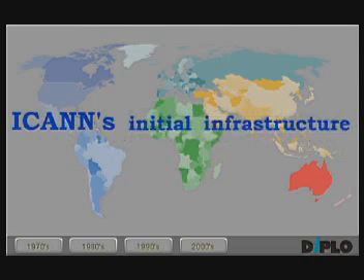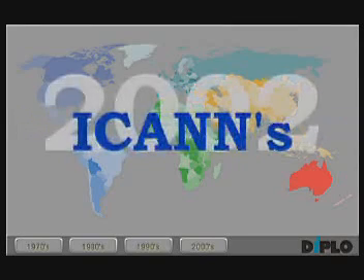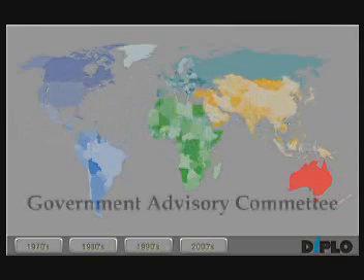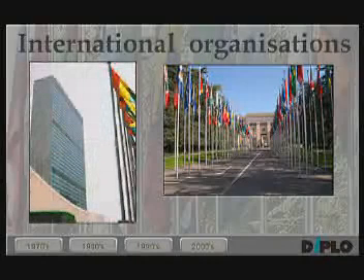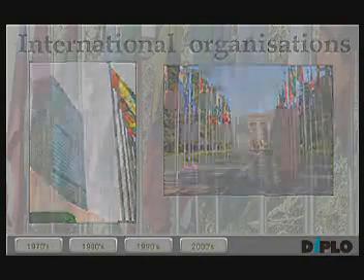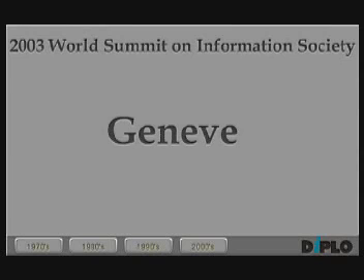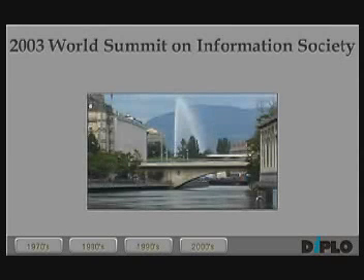Although ICANN's initial governance infrastructure did not include governments, this imbalance was partially rectified by ICANN's 2002 reform, in which it established the Government Advisory Committee. While some governments started using this option, other governments, mainly from developing countries, preferred that the Internet should be managed by international organizations. This was the backdrop for the 2003 World Summit on Information Society, held in Geneva.